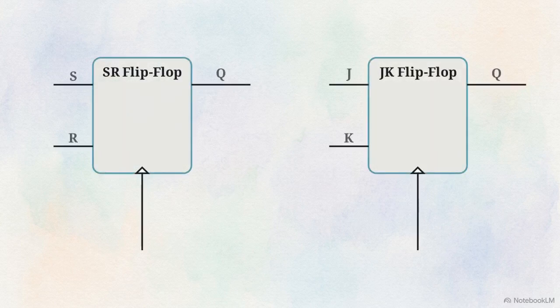We've seen how SR and JK flip-flops give us complete control over logic states. But sometimes having two separate inputs to manage is overkill. If you just need to store a single bit of data or flip a state on and off like a light switch, dealing with two input lines adds unnecessary complexity. This diagram shows our solution, the single input flip-flop.